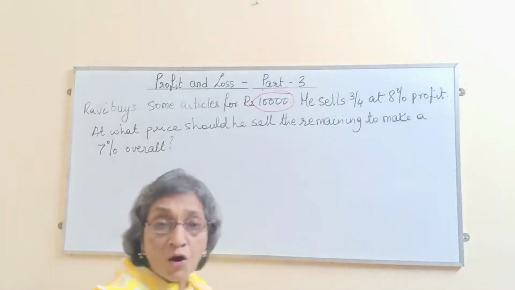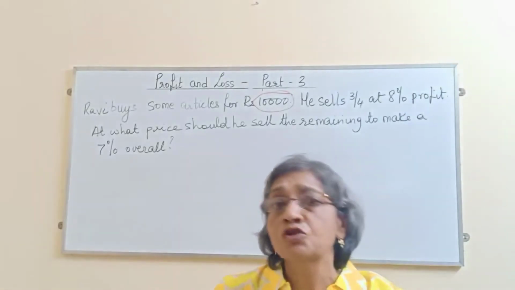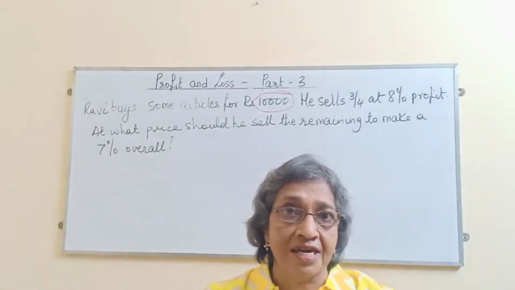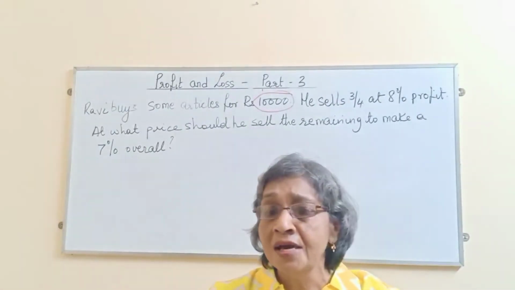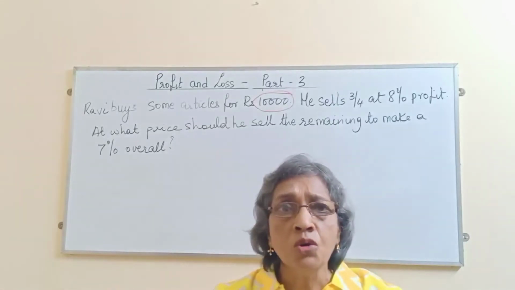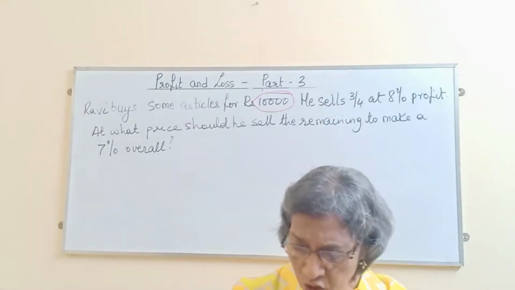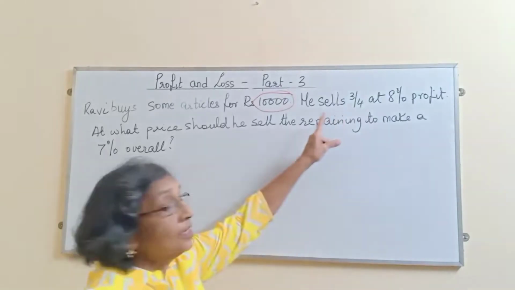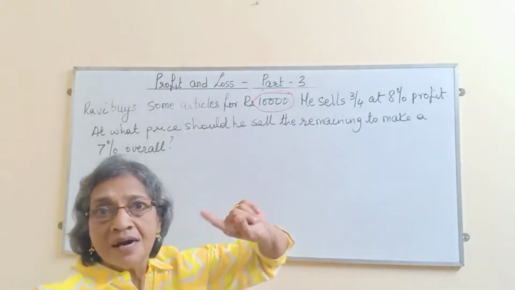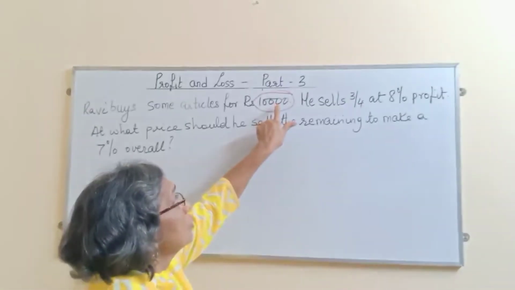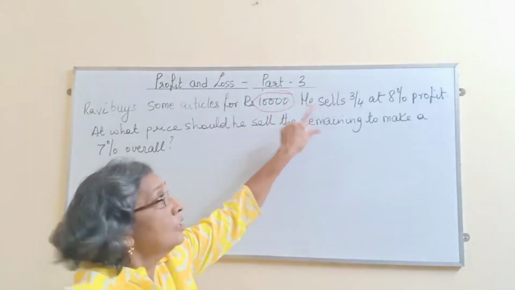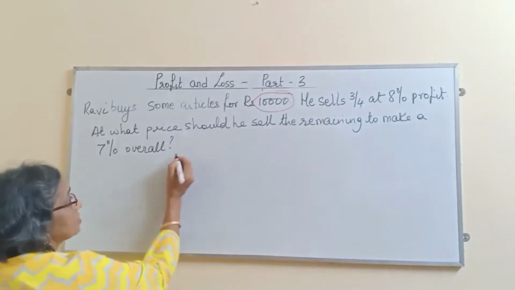Now here we are not given the number of articles. So we don't know how many articles he has purchased. Okay? You need not know the number of articles. You need not know the cost of it. The shortcut method and the easier method. Don't bother about the price. So we'll come straight to this.